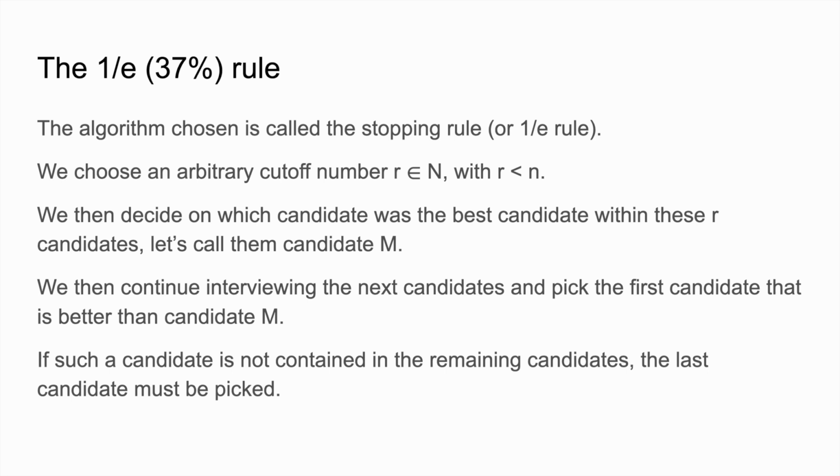And afterwards, from the 3 first candidates, or the r minus 1 first candidates, we choose the best candidate, called candidate m. And then we continue interviewing the next candidates, and the next time that we get a candidate better than m, we pick him or her, right? So it's this simple. And if we do not find any candidate better than m in the rest of the list, then we don't have a choice. Unfortunately, we are forced to pick the last candidate remaining. This is unfortunate, but this is how it works, right?